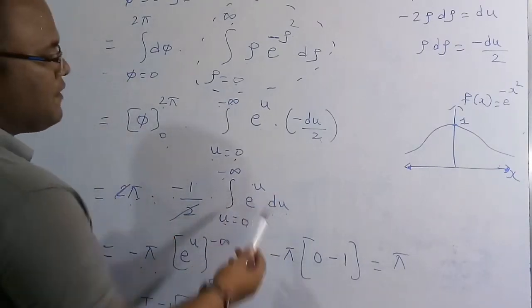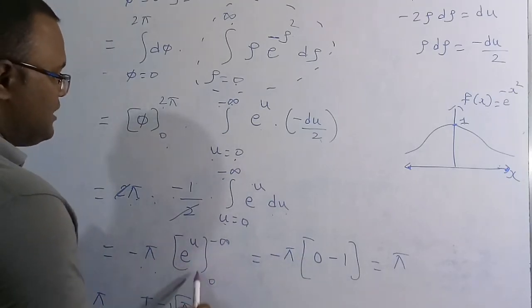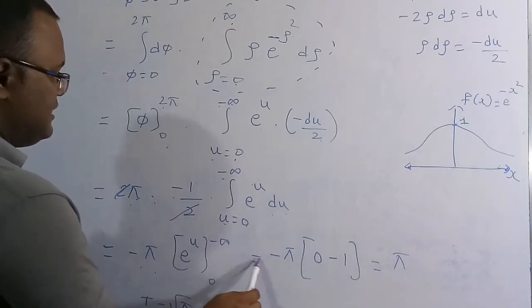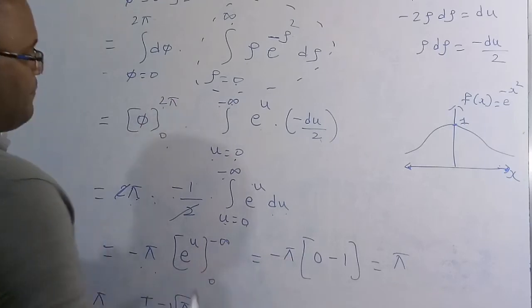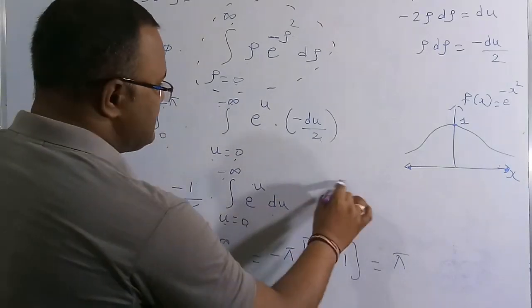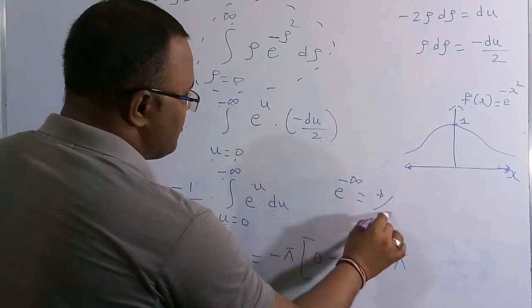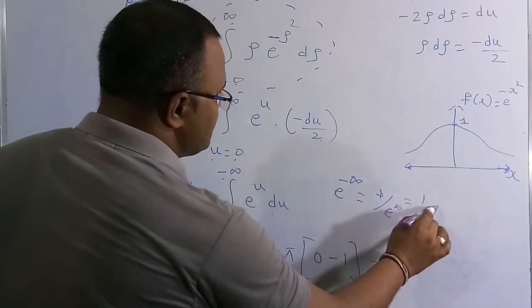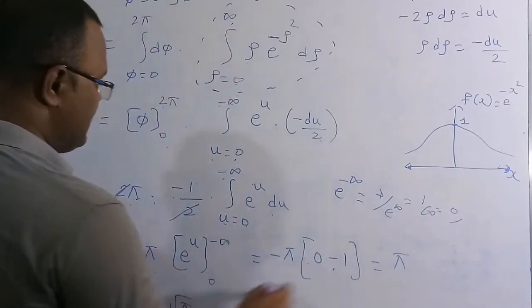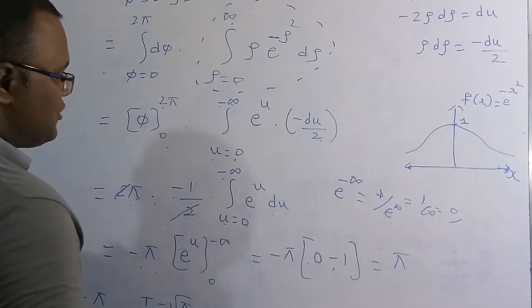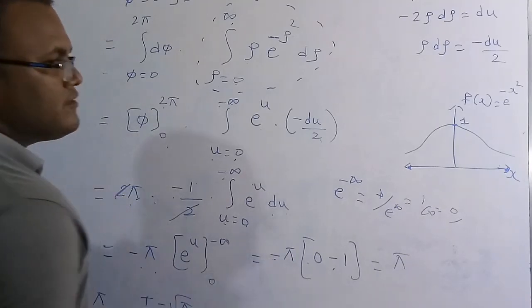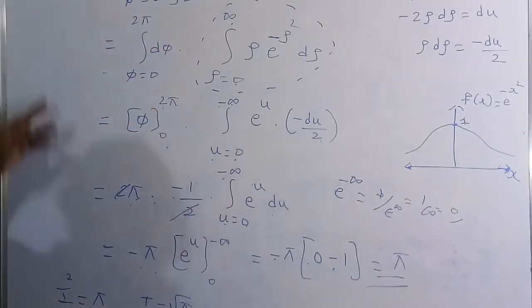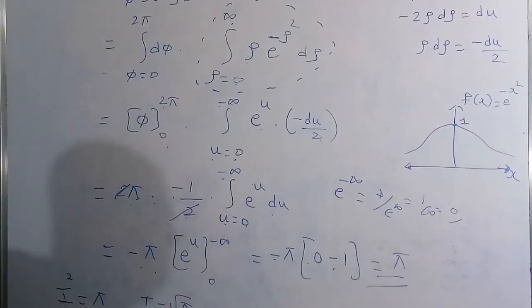So integration of e to the power of u is again e to the power of u. Substitute the limits. 0 to minus infinity is equal to minus pi into upper limit minus lower limit. So e to the power of minus infinity is nothing but 1 by e to the power of infinity, which is equal to 1 by infinity, which is equal to 0. So you are going to get 0 minus the lower limit e to the power of 0, which is equal to 1. So minus pi into minus 1 is nothing but plus pi. So therefore I square is equal to pi, but I is equal to root pi.